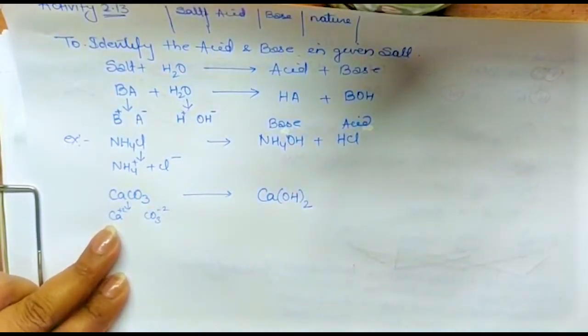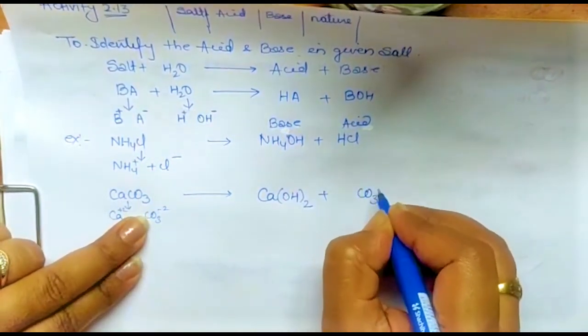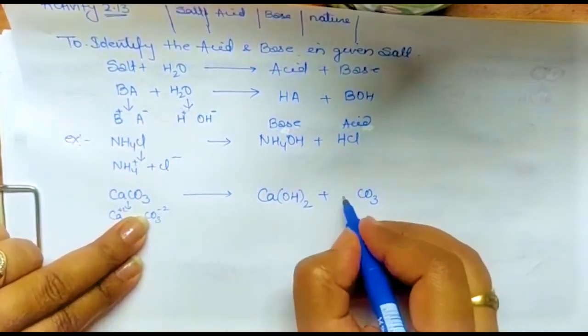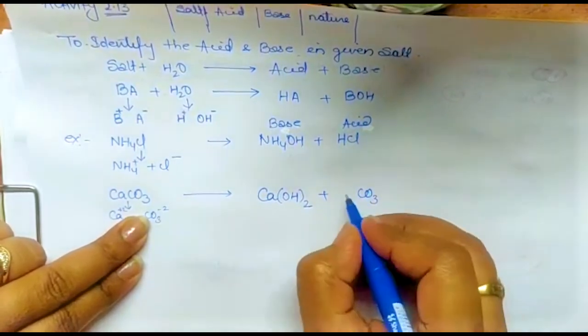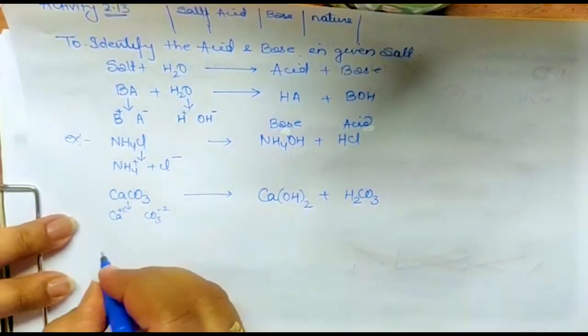Clear, dear? Yes. And this is CO3 negative part. Since it is minus 2, how many hydrogen will we add? 2. So this is H2. Is it clear? Yes. Next example.